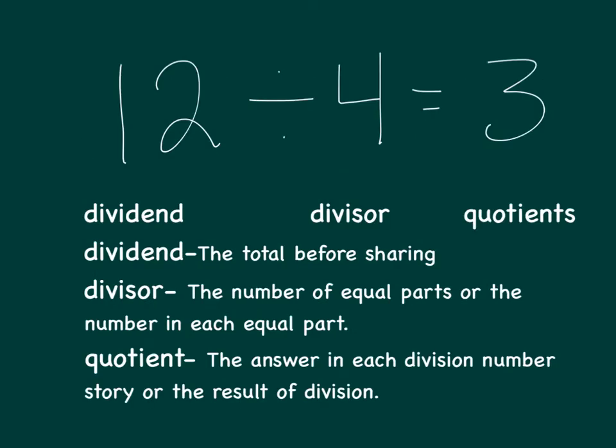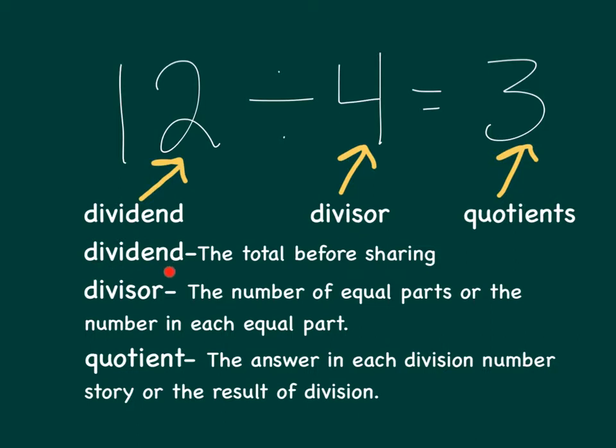Mathematicians, the division number statements are made up of 3 parts. First you have your dividend, which in this case is the number 12, your divisor, which in this case is the 4, and then lastly you have your quotient, which is the number 3.